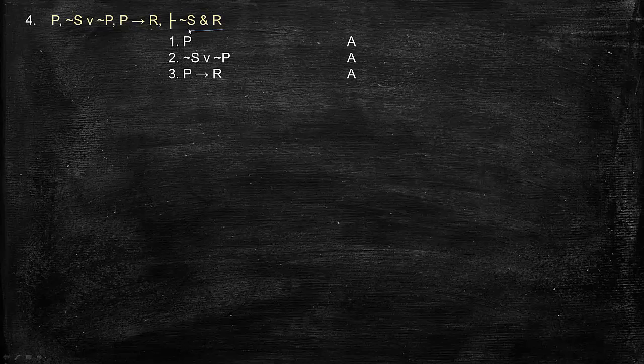Okay, so we've got a conjunction, not S and R, that we need to derive. And we also see that we are probably going to have to derive it from a disjunction. Now, at this point, you should be thinking, if I've got to derive something from a disjunction, there's a really good chance I'm going to have to use disjunction elimination.